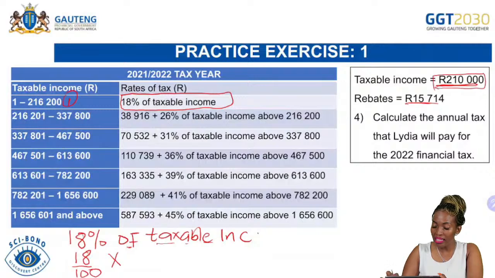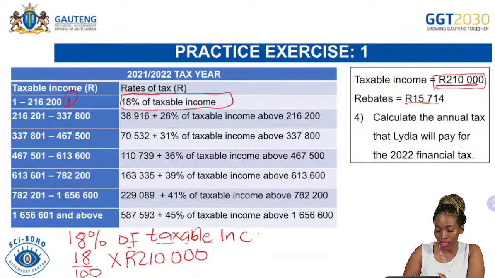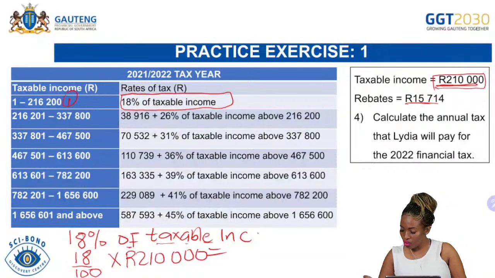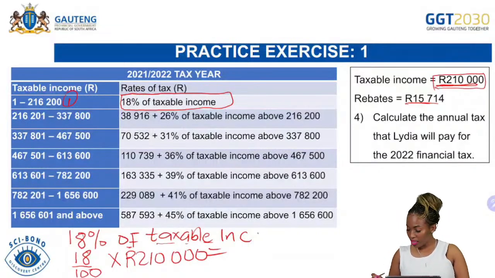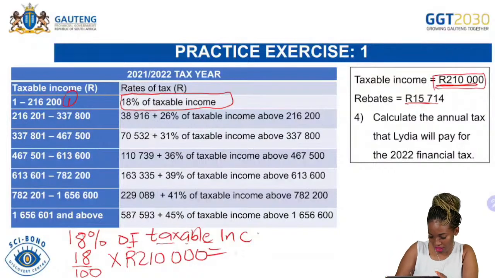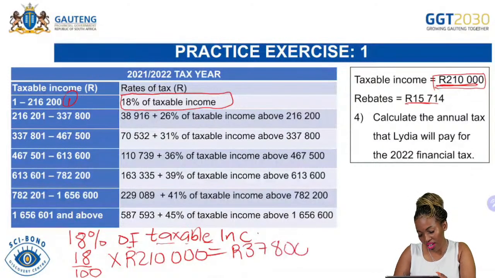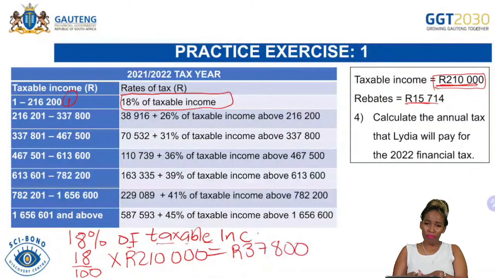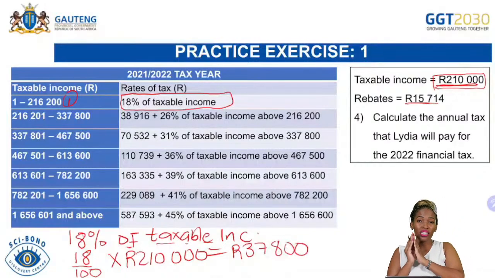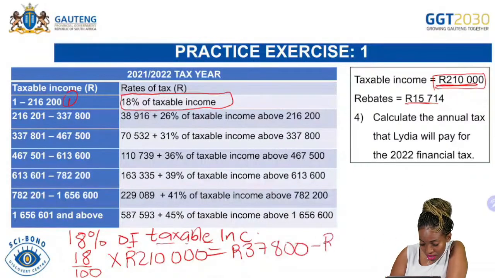And what is our taxable income? It is 210,000. So we'll say 210,000, and then you work out the magic on your calculator. Multiply by 0.18, which is 18%, and I'm getting 37,800. Remember, this is the tax that she must pay. Every time when we calculate tax, we must always subtract the discount. The discount is your rebate. So you'll say minus the rebate.